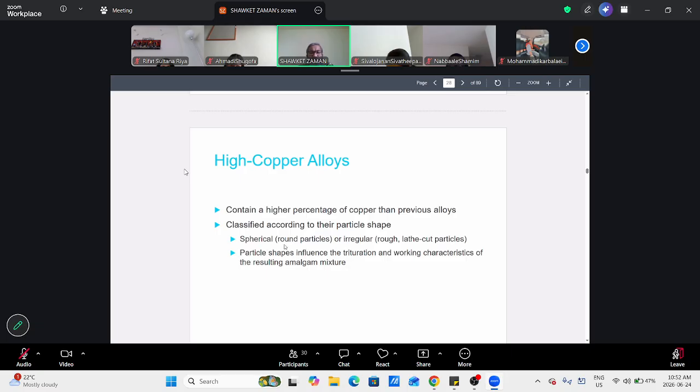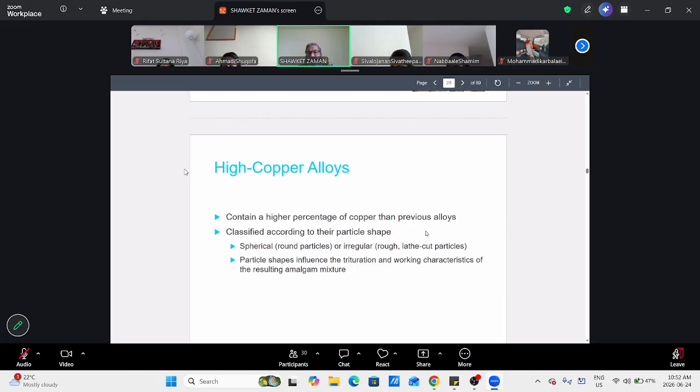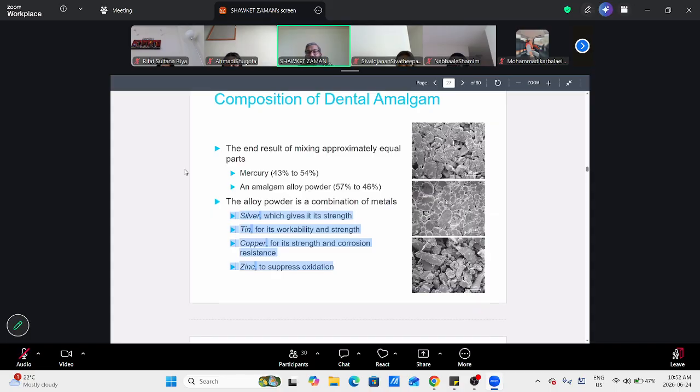So it can be round, which is spherical. It can be irregular, that means lathe cut. As you can see here, these are the round particles. These are the lathe cut particles. So when they are mixed together, they are admixed. That means here we can see the round particles as well as the lathe cut particles.